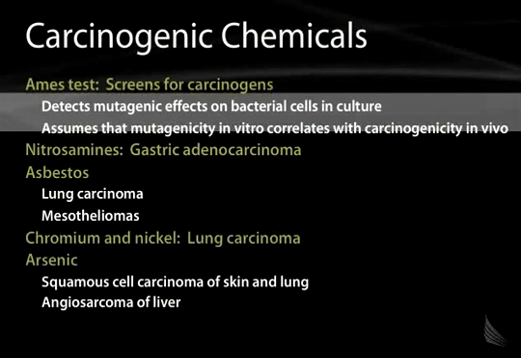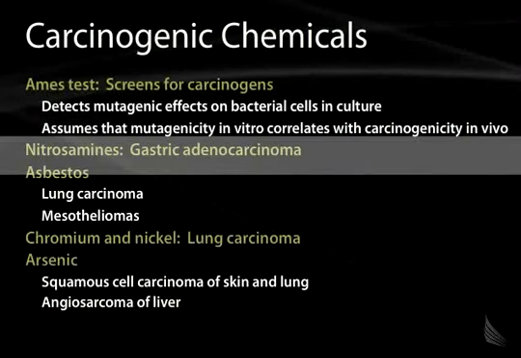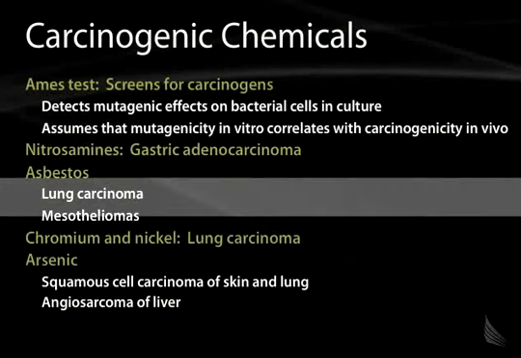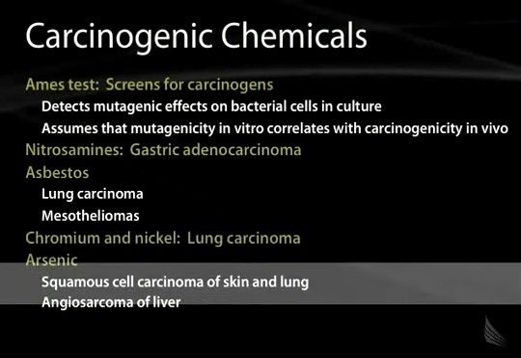Some of the different compounds and chemicals that we have determined to be carcinogenic over time have been things such as nitrosamines that you might find within cured meats. These appear to play a role in the development of gastric adenocarcinoma. Perhaps one of the most famous carcinogenic chemicals is asbestos, which has been shown to play a role in lung cancer and mesothelioma. Chromium and nickel are also involved in the development of lung carcinoma, and arsenic, which can be found in the soil or sometimes in our water, is associated with squamous cell cancer of the skin and lung, and also with angiosarcoma of the liver.